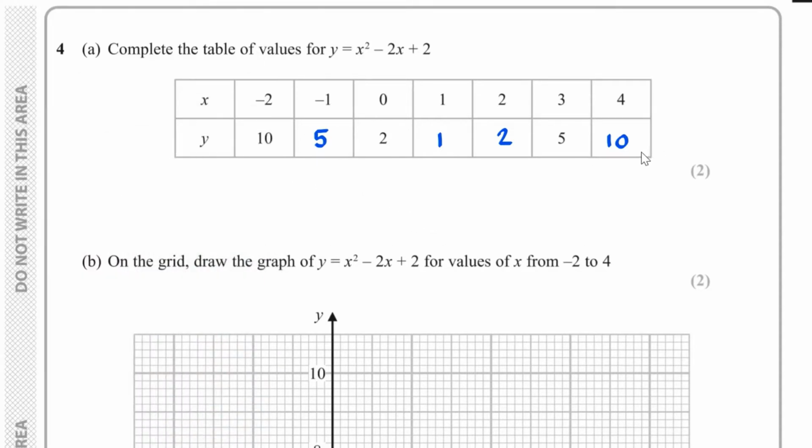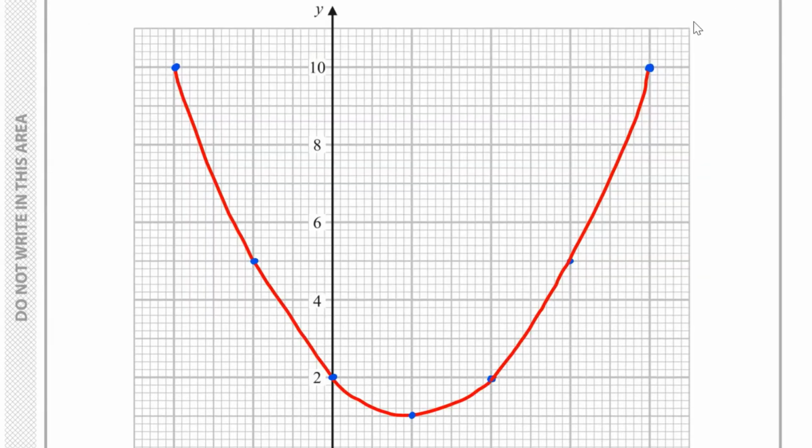And so here we have completed the table of values for y equals x squared subtract 2x plus 2 between minus 2 and 4. And then for part B on the grid, we have to draw the graph of y equals x squared minus 2x plus 2 between minus 2 and 4. We have to plot these coordinates.